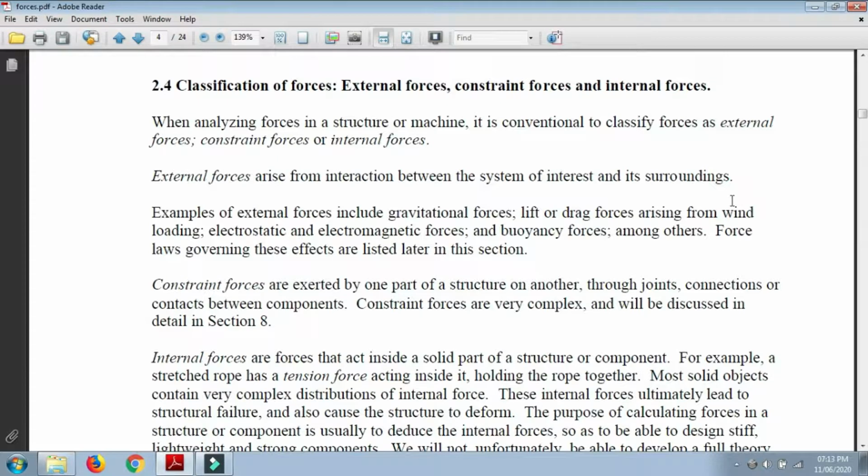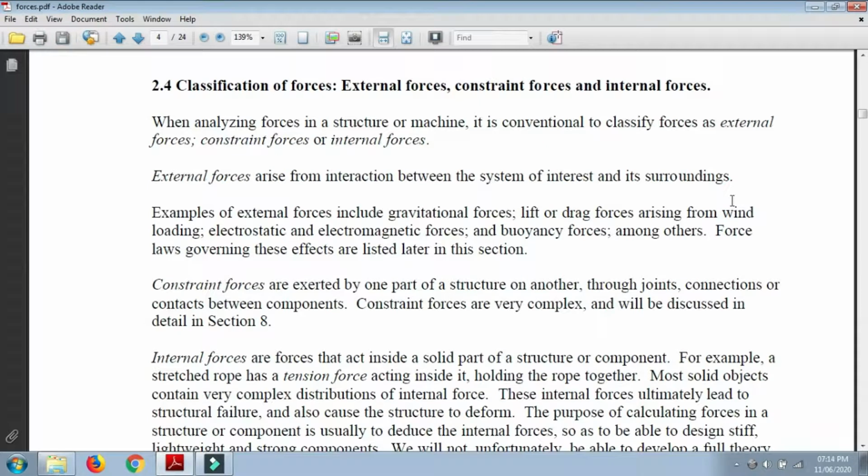So examples of external forces include the gravitational force. As I told you before, gravitational force is basically an external force. The lift or drag forces: can you tell me where these lift and drag forces come in? If you put some pressure on your mind, you will see that lift and drag forces play a very important role when you are speeding your vehicle on a motorway. And when you are in an aeroplane, the forces of lift and drag are very critical, and they need to be properly balanced so that the aeroplane might fly.